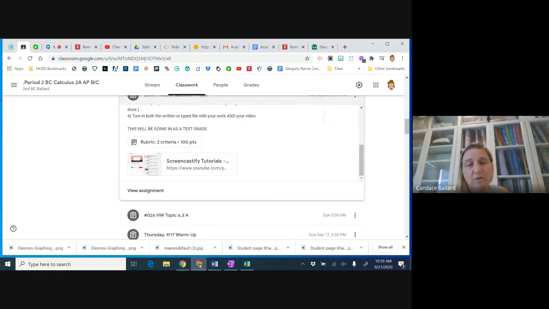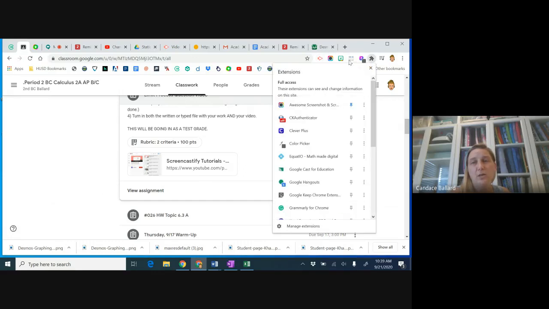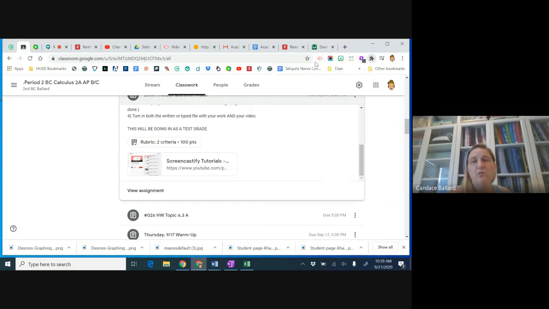There is some information in here about how to use Screencastify, which you all have. It's this little triangle guy here. It might be hidden under your little puzzle piece. It's the little arrow. That's Screencastify. Everybody in the whole district has access to the premium version of that, so you can use that to screencast yourself.